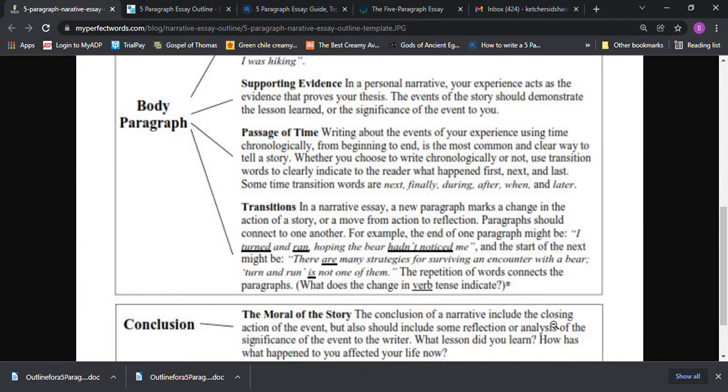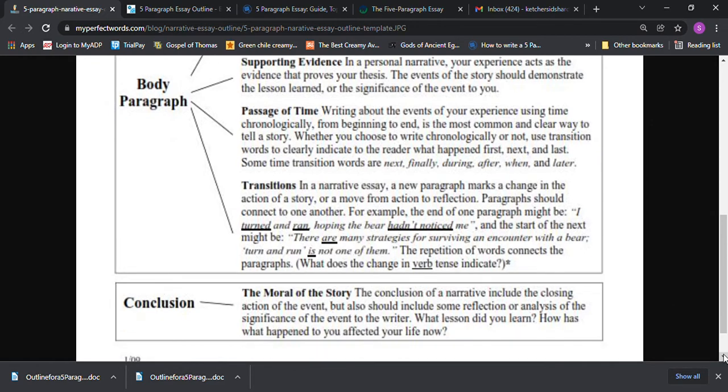Transition. In a narrative essay, a new paragraph marks a change in the action of a story or a move from action to reflection. Paragraphs should connect to one another. For example, the end of one paragraph might be, I turned and ran, hoping the bear hadn't noticed me, and the start of the next might be, there are many strategies for surviving an encounter with a bear. Turn and run is not one of them. The repetition of the words connects the paragraphs. What does the change in the verb tense indicate?